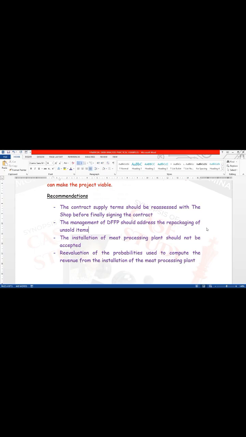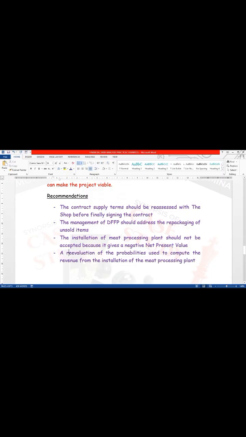So the installation of the meat processing plant should not be accepted because it gives a negative net present value, right? The revaluation of the probabilities used to compute the revenue from the installation of the meat processing plant. So there should be a revaluation. They should reevaluate it, right? They should reevaluate it. So these are just recommendations. There are other things I cannot do.